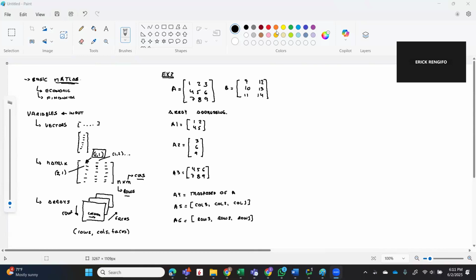Okay, so let's try to do this. What I want to do, first of all, let me record this one here. So let's try to do A1. A1 is simply this part here, right? So we want the 4 first elements of the matrix. We want 1, 2, 4, and 5, correct?